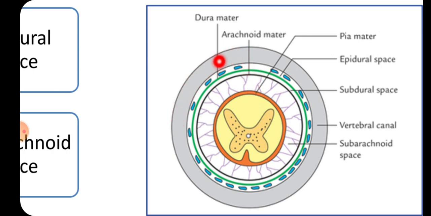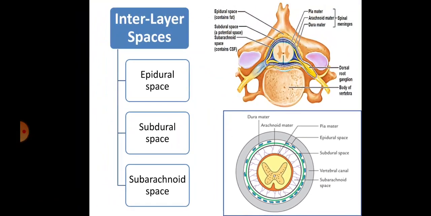The outermost layer is the bony part, called the vertebrae. Between the vertebrae and the dura mater, outside the dura mater and inside the vertebrae, there is a space called the epidural space. Between the dura mater and the arachnoid mater there is another space called the subdural space. And between the arachnoid mater and the pia mater there is a big space called the subarachnoid space.